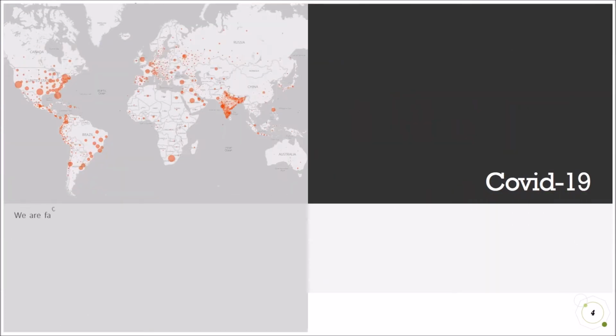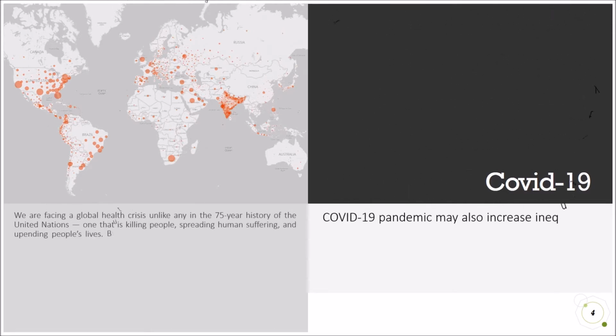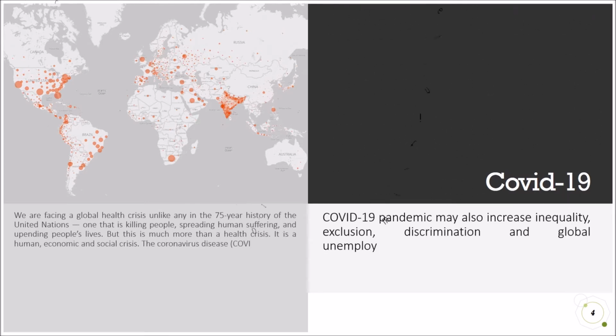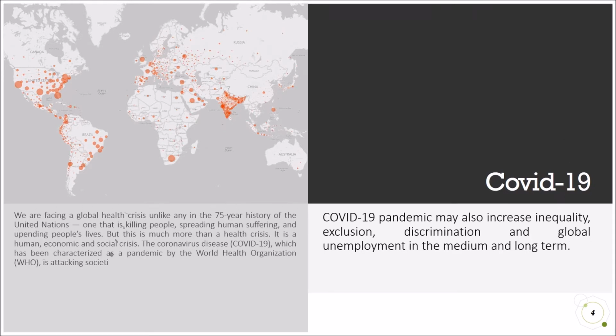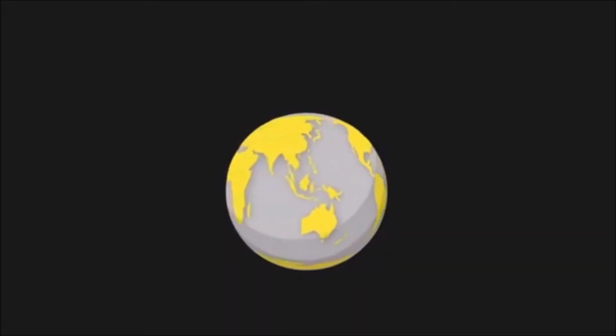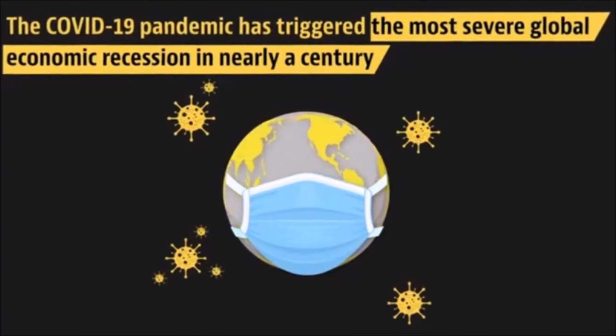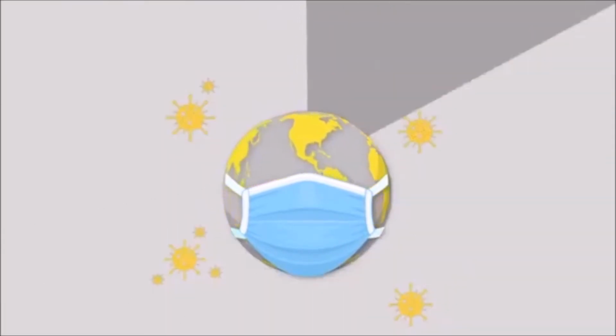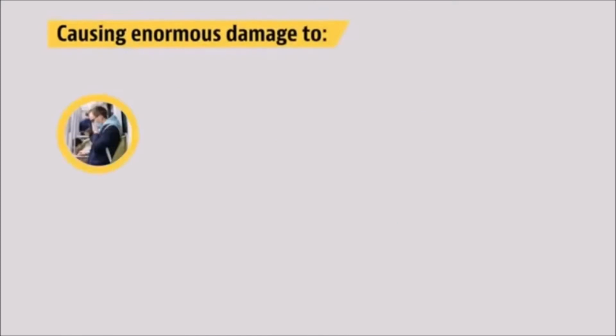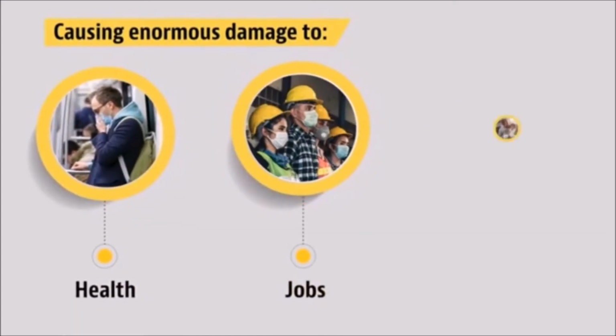We are facing a global health crisis unlike any in the 75-year history of the United Nations. The COVID-19 virus didn't only cause a health crisis but also caused a social crisis by attacking societies at their core. The virus also increased inequality and global unemployment in the medium and long term. For this reason, it's believed that the COVID-19 pandemic has triggered the most severe global economic recession in nearly a century, causing enormous damage to health, jobs, and well-being.